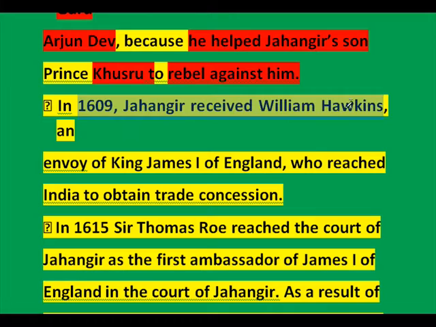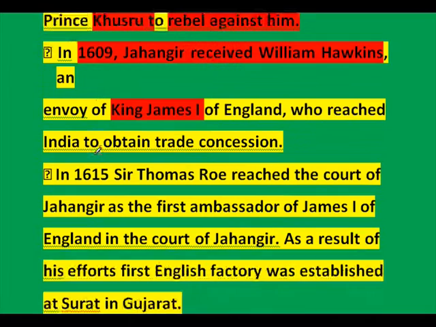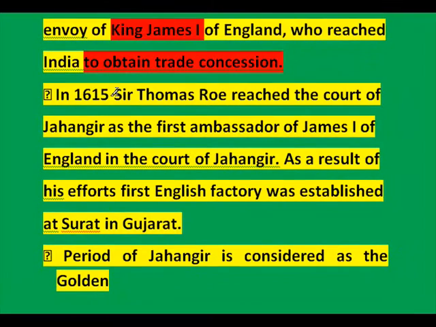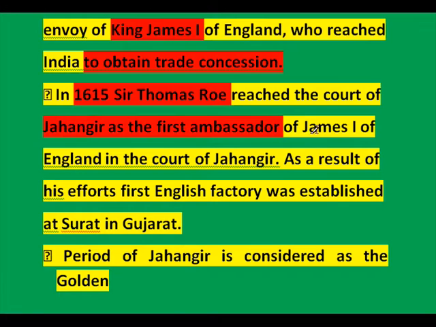In 1609, Jahangir received William Hawkins, an envoy of King James I of England, who reached India to obtain trade concessions. In 1615, please remember the actual year, Sir Thomas Roe reached the court of Jahangir as the first ambassador of James I.